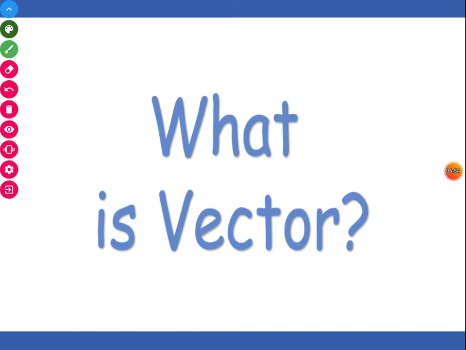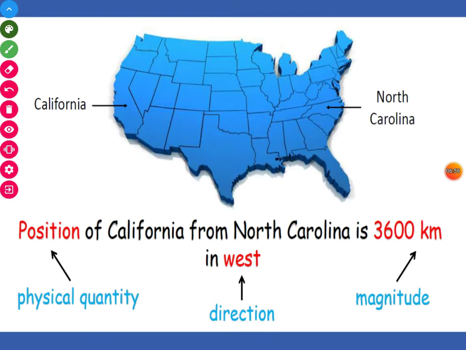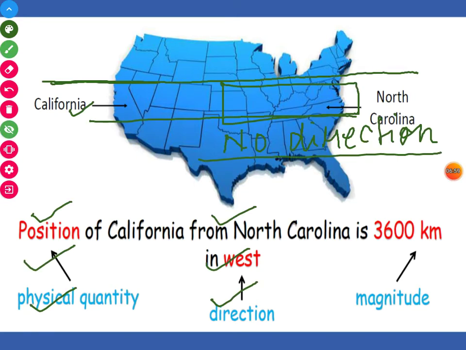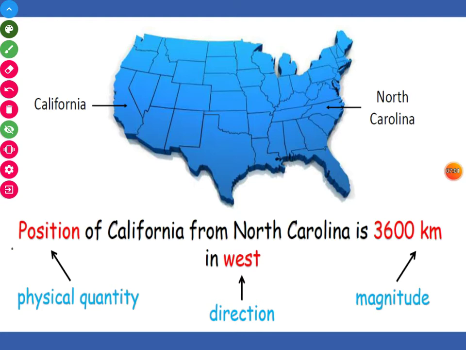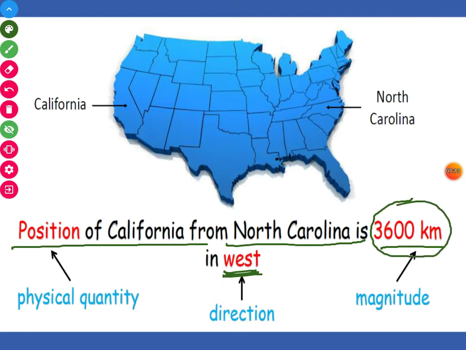So let's see some examples of vectors. Here you can see that the position of California from North Carolina is 3600 kilometer in west. So the position is 3600 kilometer and in west. This represents the direction and this represents the magnitude. So this is the physical quantity. Position is the physical quantity.